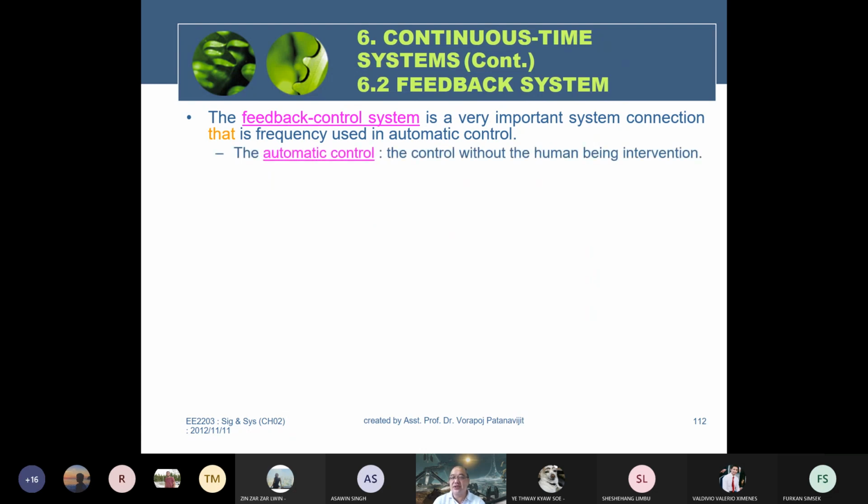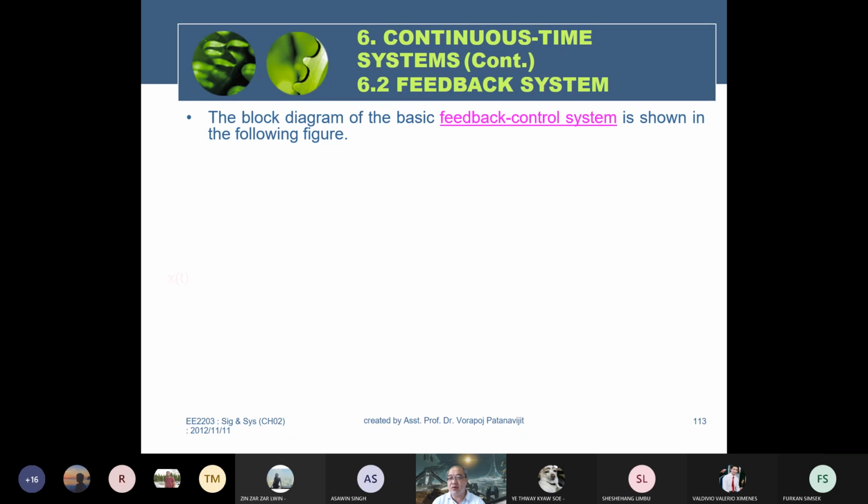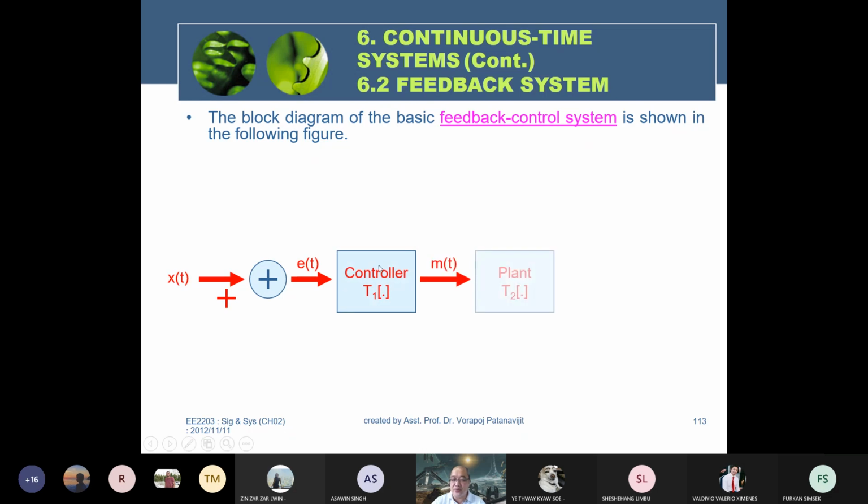Automatic control means control without human intervention. The block diagram of the basic feedback control is shown in this figure. The controller is implemented by a microprocessor or microcontroller, which has the signal sent to it.